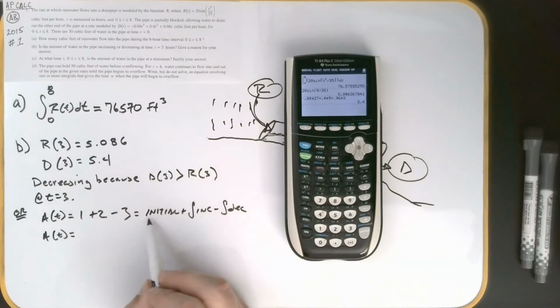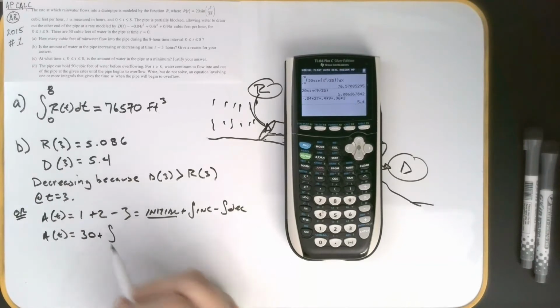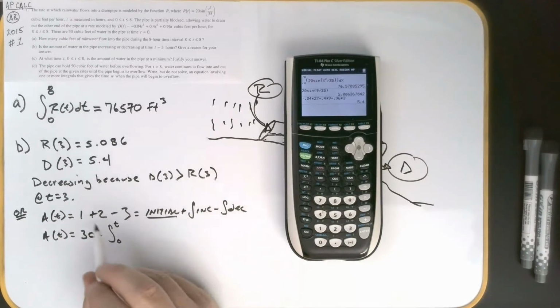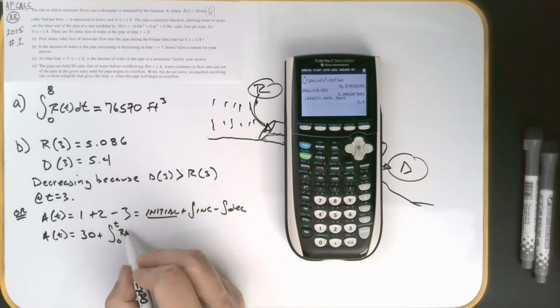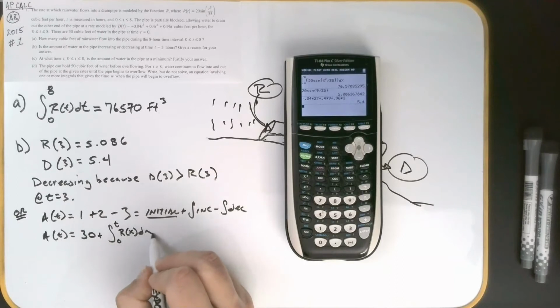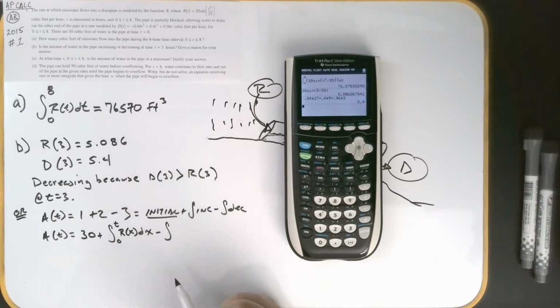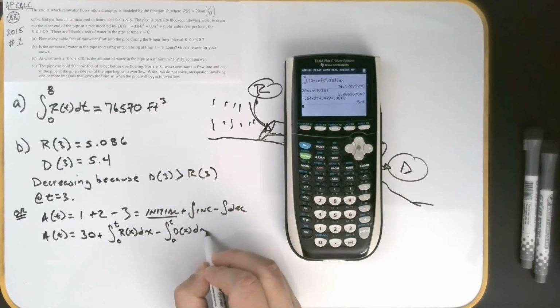A of t is equal to, what is the initial amount? The problem says there's 30 cubic feet of water in the pipe at t equals 0. So it looks like 30 gets trapped in there all the time. And then we're going to integrate from 0 to some unknown time, t, the rate that the water's going in. Well, that was r. And we have to respect the fact that since t is my variable in my interval, I'm going to change this to an x in my integral. You can as long as they're different, you're fine. And then I'm going to subtract the rate that it's decreasing, and that's the d function. So I would say from 0 to t, d of x dx.